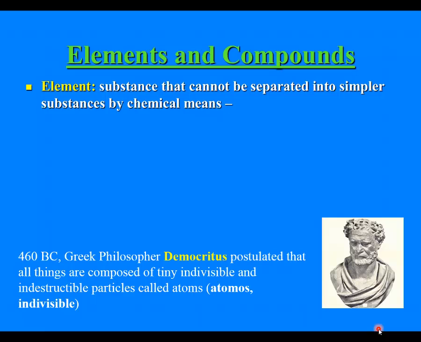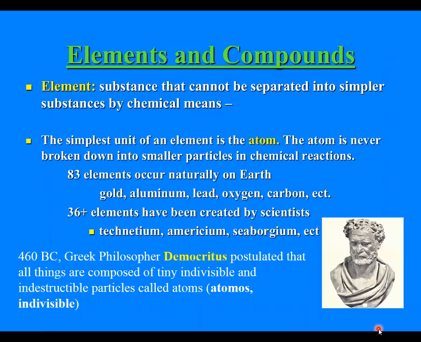Let's consider the elements that we know of. Well, the simplest unit of an element is an atom. We can't break down atoms into anything smaller in a chemical reaction. However, we do know there are subatomic particles present, and nuclear processes can break up atoms. What we do know is on Earth, there's 83 elements that occur naturally. Some examples of these would be gold, aluminum, lead, oxygen, carbon. Those are all elements that occur naturally all around us in the world. There's over 36 different elements out there that are created by scientists.